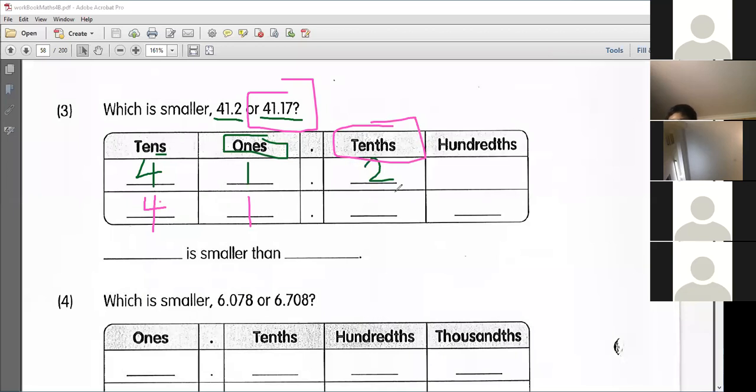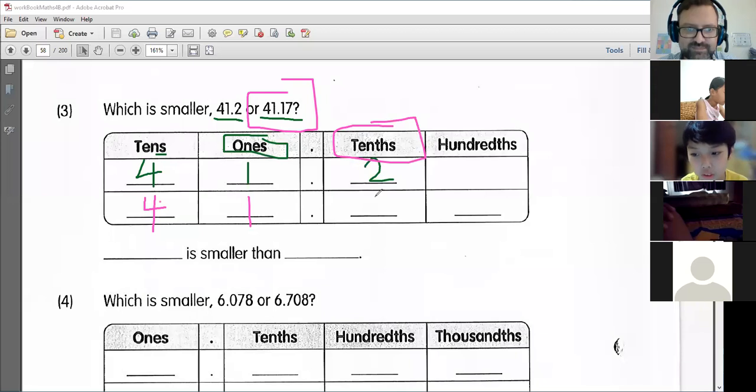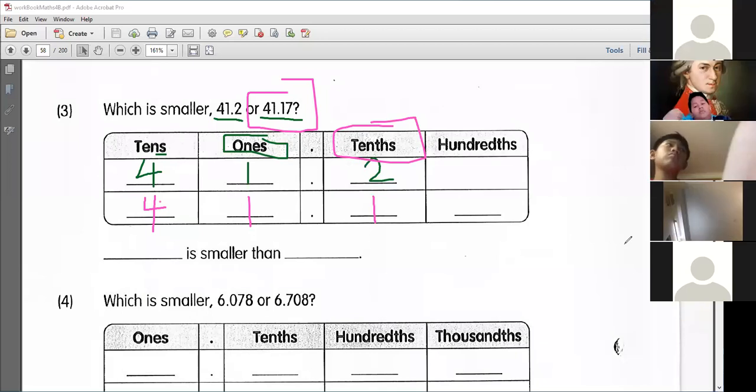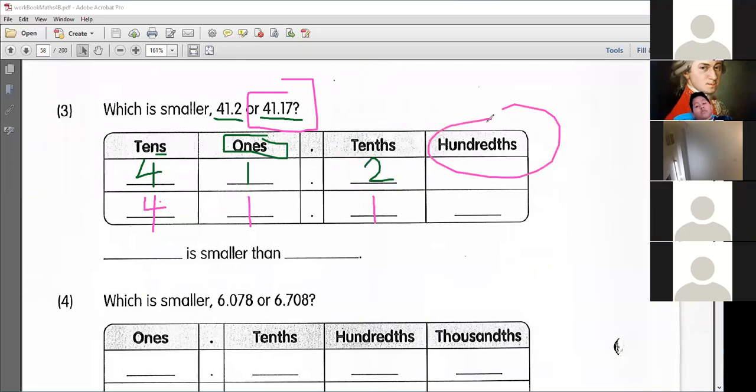Domi, which number is in the tenths place? One. One, thank you. And Roth, what number is in the hundredths place? In the hundredth place is seven. Seven, okay. Two is not in this number.